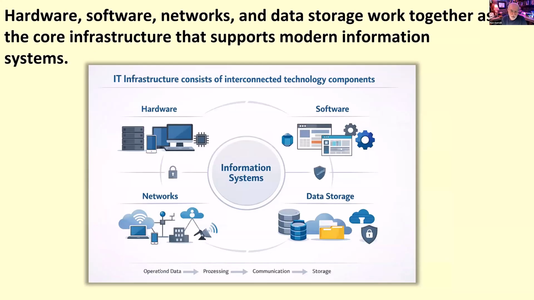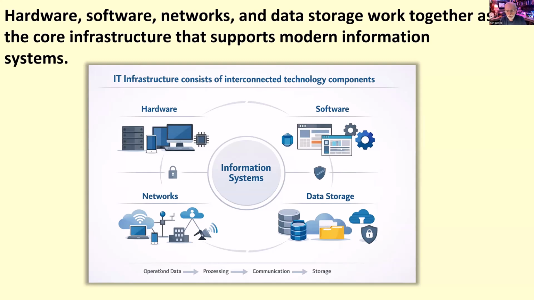IT infrastructure consists of interconnected technology components. Hardware, software, networks, and data storage work together as core infrastructure that supports modern information systems. Here in this slide, we shift from information systems to the underlying infrastructure that supports them. The key idea is that IT infrastructure is not a single thing. It's a set of interconnected technology components that together create the environment in which information systems operate.